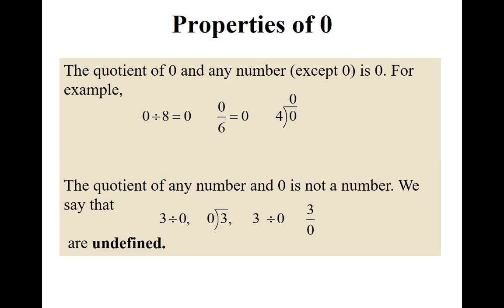On the other hand, the quotient of any number and 0, 0 coming second in the order, is not a number. We say that that would be undefined. 3 divided by 0. We cannot divide by 0. The answer is undefined.